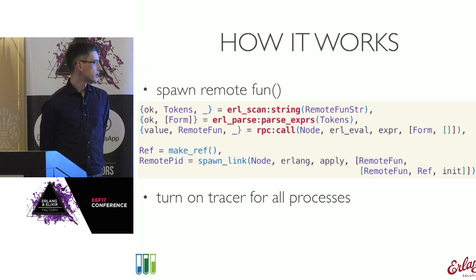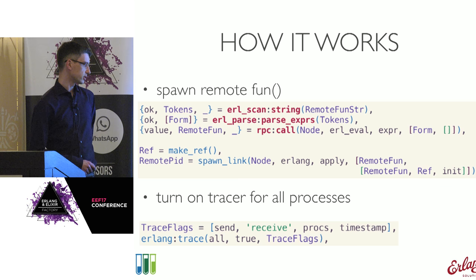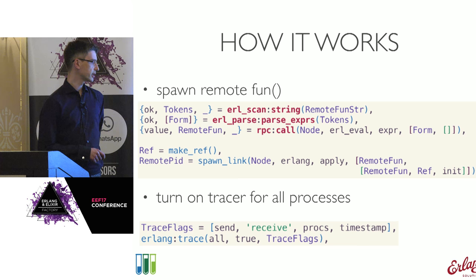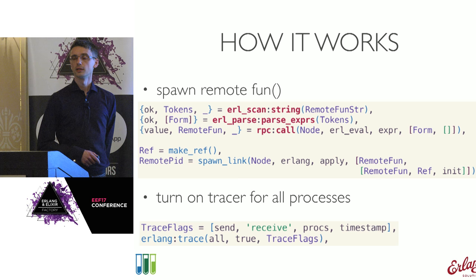And that process turns on tracing for all processes, for flags like send, receive, and process-related events, and it will always stamp them with a timestamp. This is exactly the reason why I do not recommend running this on a production system. Because what we say here is we want to trace all send and receive messages by all of your processes. That, in some cases, can be a lot of traffic. You have seen the animation with Mnesia on 8 nodes, and it was something like 11,000 messages per 5 seconds.